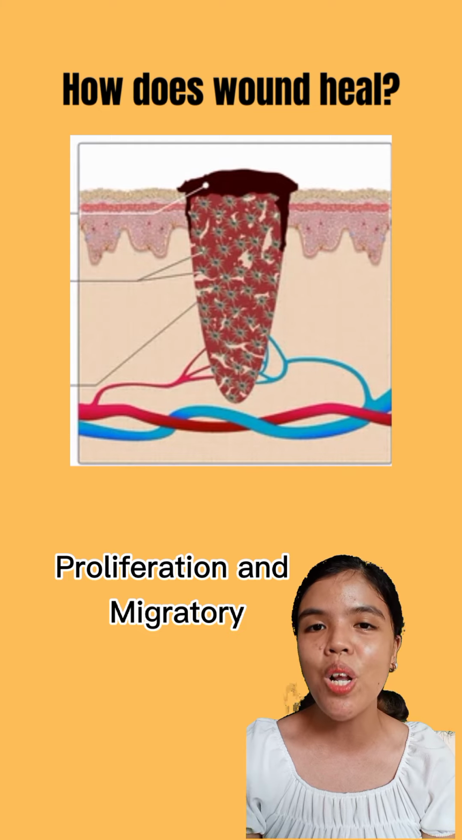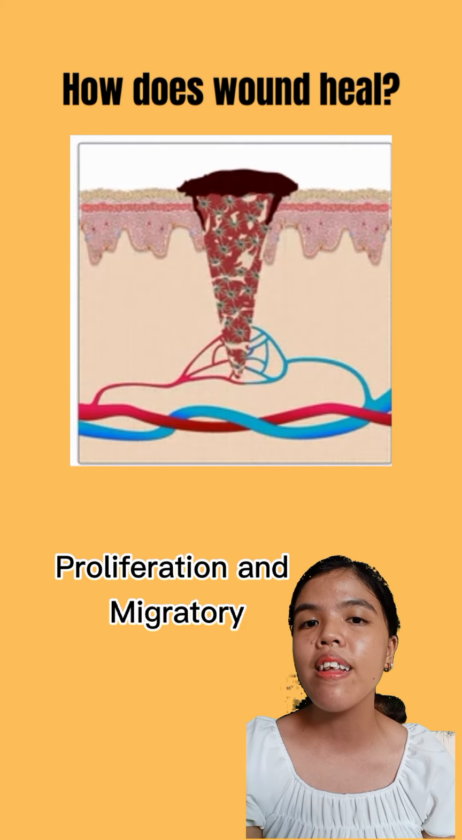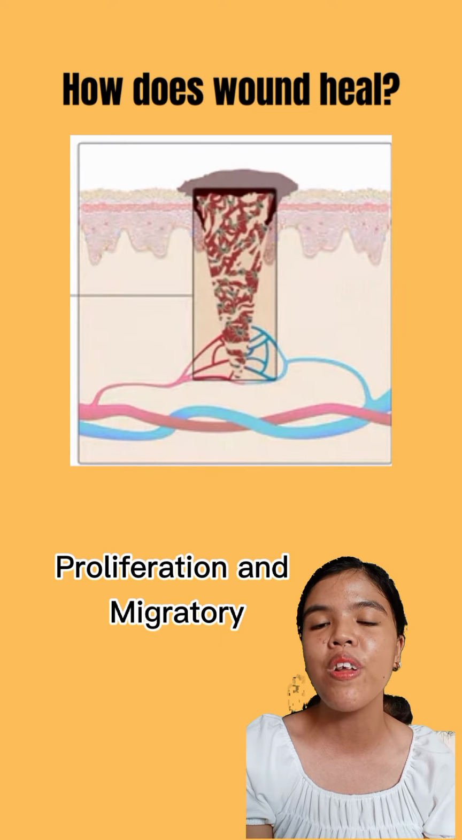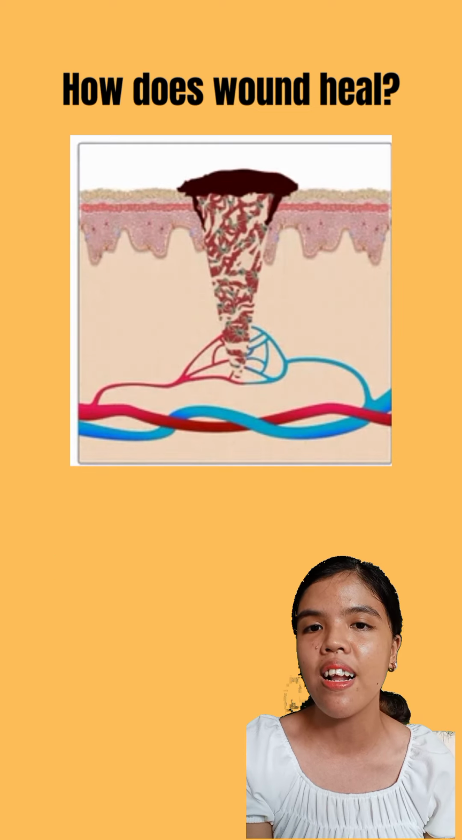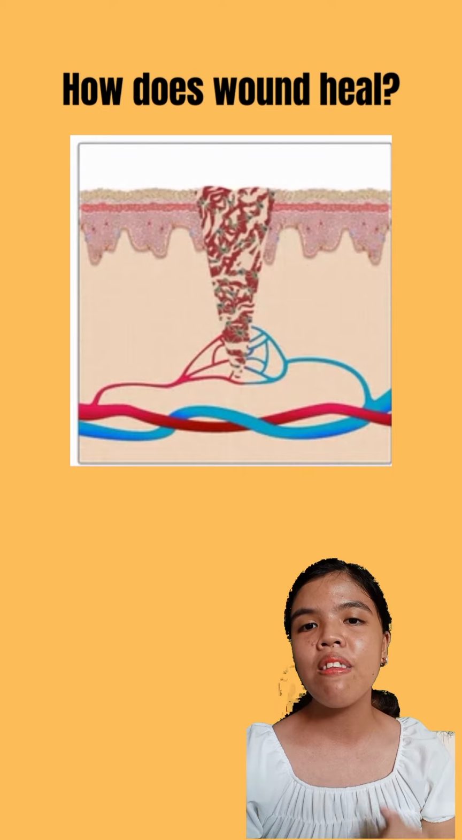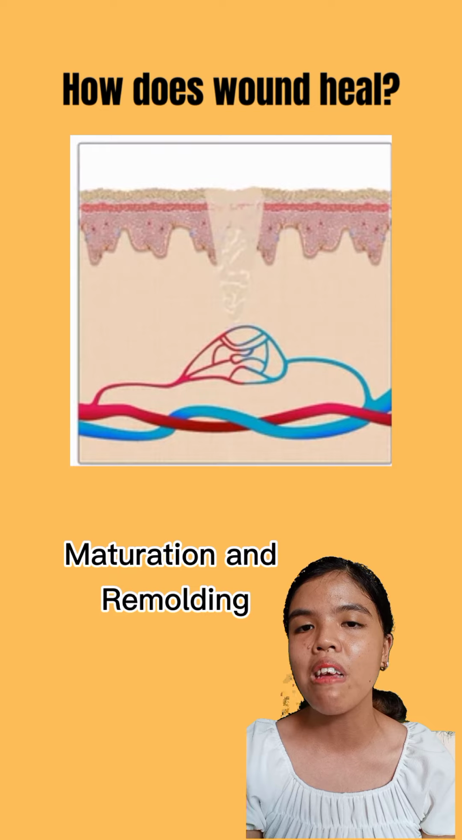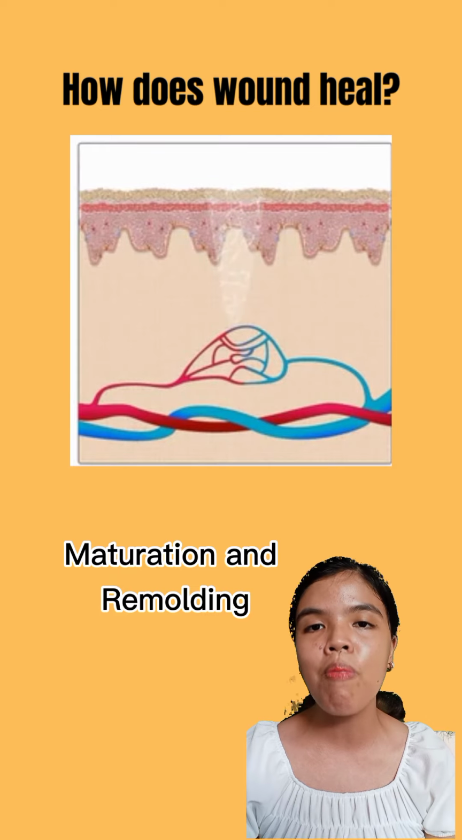In the initial portion of this phase, the clot exterior dries, forming a scab. Fibroblasts infiltrate the wound and secrete collagen to strengthen the clot. And lastly, the third and final phase is the maturation and remodeling phase, where the wound is completely healed.